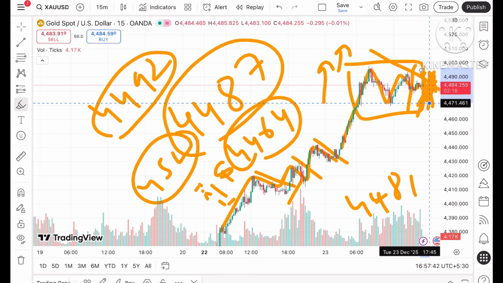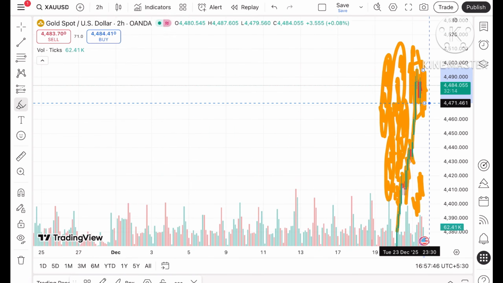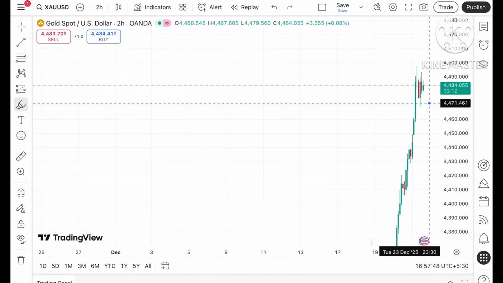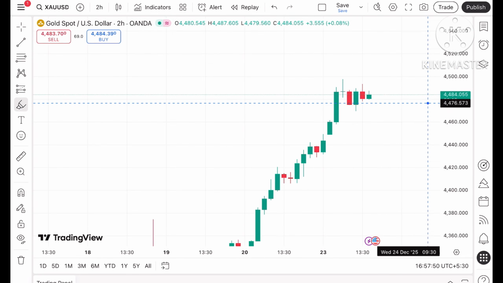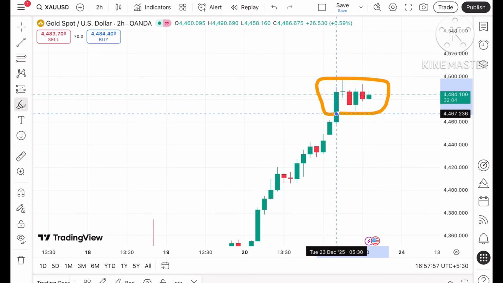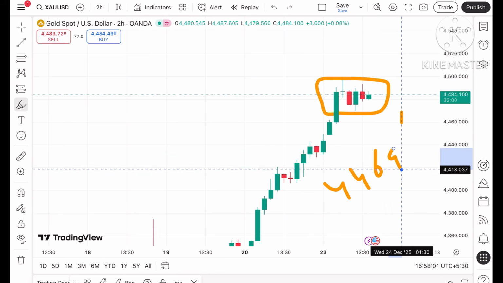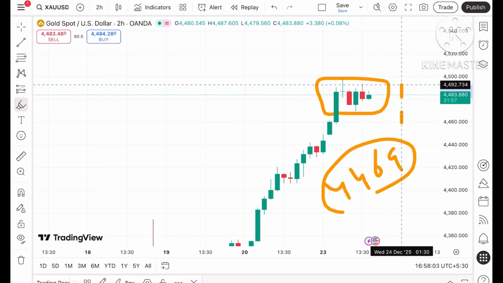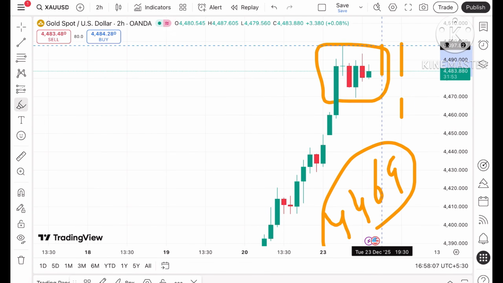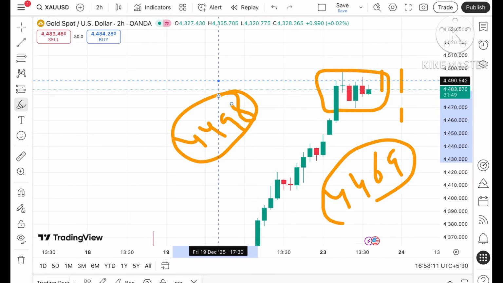Looking at the 2 hours chart, the price is showing an upside as well as a downfall. See, this is the range where the price of gold is moving on the 2 hours chart, with a low of around 44.69 and a high of around $44.98. This is the level we have seen on the 2 hours chart.